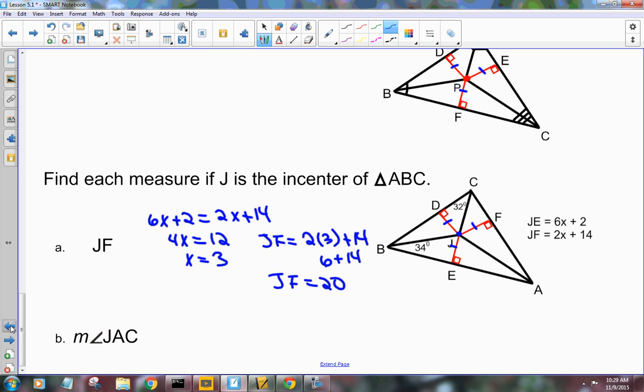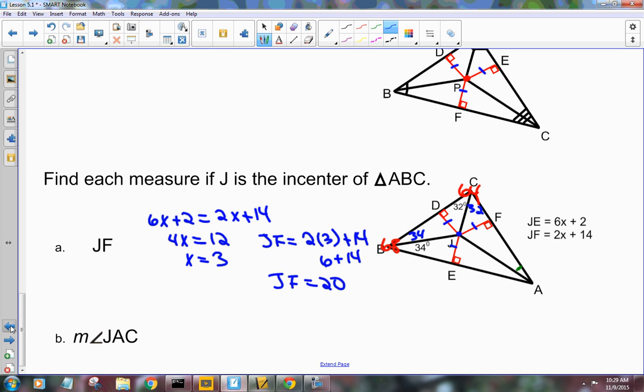All right, now we've got to find angle JAC, which is this little angle right here. Now, it tells me that E is the incenter. And what creates the incenter? What kind of bisectors? Angle bisectors. So these black lines here are all angle bisectors. So if this right here is 34, what's this? 34, which means this whole angle is what? 68. This is 32, so this is 32, and so that whole angle is 64.